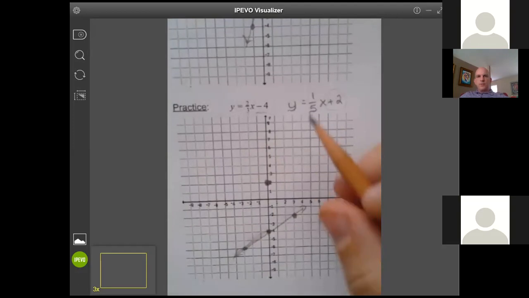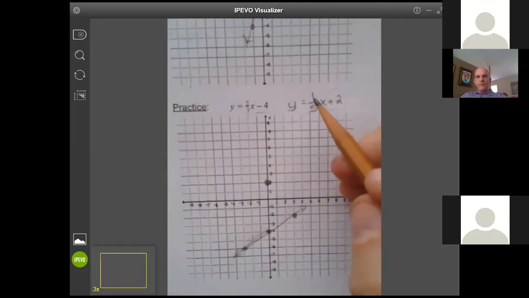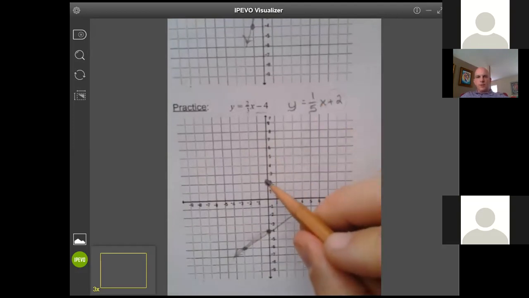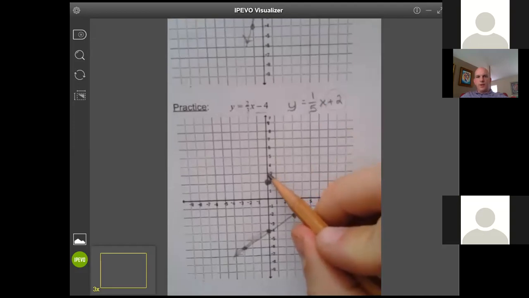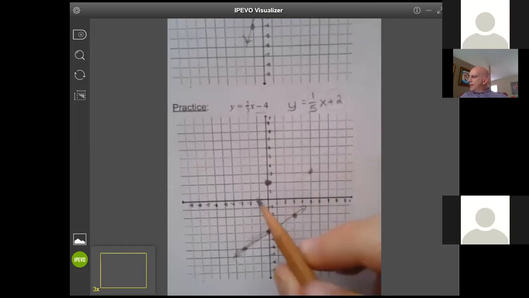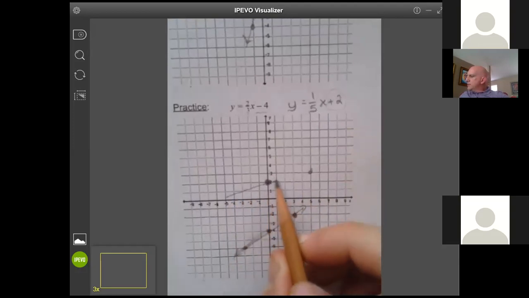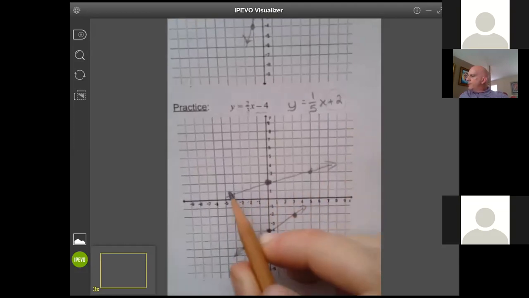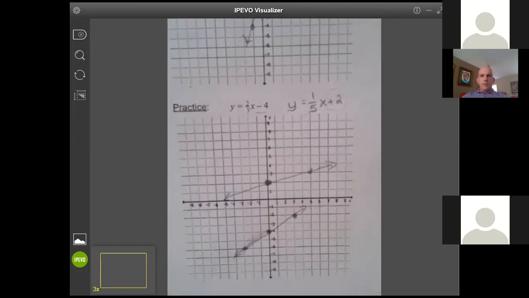What is this 1 going to tell me to do? To go up 1. Okay, so I'm going to go up 1, and the 5 is telling me to do what? To go right 5. Okay, 1, 2, 3, 4, 5. So I would have that as the slope. That would be my line. Okay. Good job, Andrew.